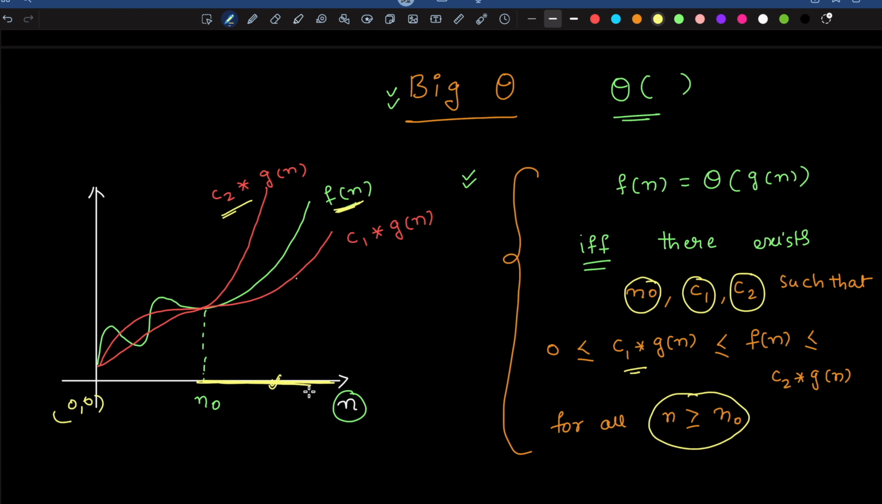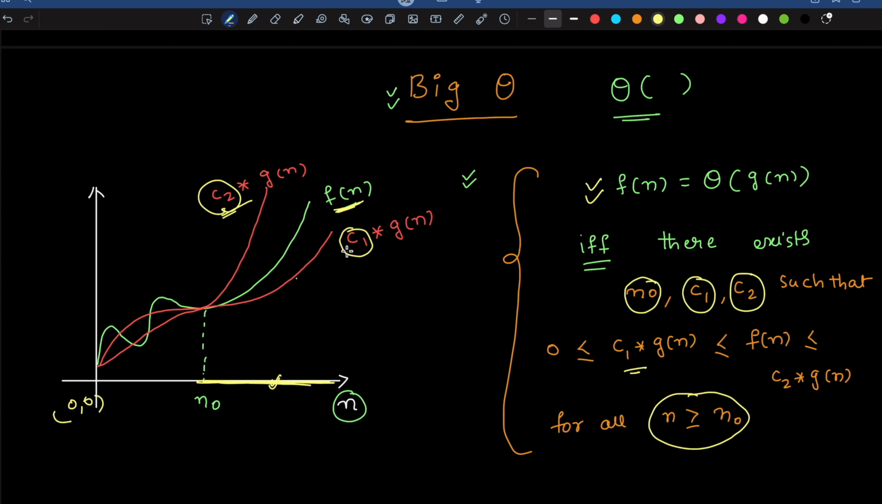What this is saying is that by changing the value of constants like c1 or c2, my f of n is greater than or equal to c1 into g of n for one constant, and f of n is less than or equal to c2 into g of n for another constant. If this holds, then we can say that f of n is equal to theta of g of n. For all values of n greater than or equal to n0, the function f of n lies between c1 into g of n and c2 into g of n.